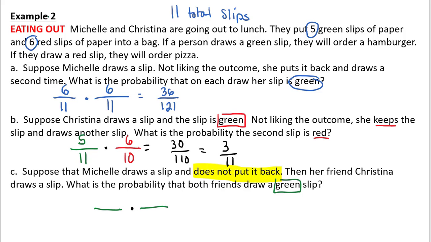So I have 11 slips that I start with. Both friends draw a green. Well, I have 5 green slips. She doesn't put it back, so there's 10 left over. Since the first one was green, there are 4 green left over. So we have 20 over 110, and that simplifies to 2 over 11.